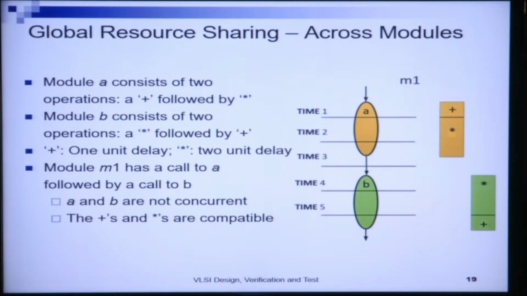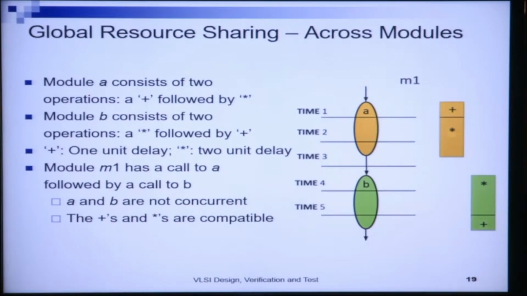The first scenario is the most simple scenario. Let a module A consist of two operations, a plus followed by a star. So, this is module A. Here I have a plus and here I have a star, a plus followed by a star. And I have a module B which consists of two operations, a star followed by a plus. And we said that plus uses 1 unit delay and star consumes 2 unit delay.